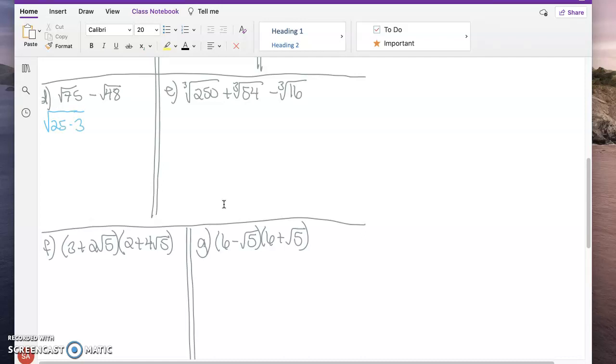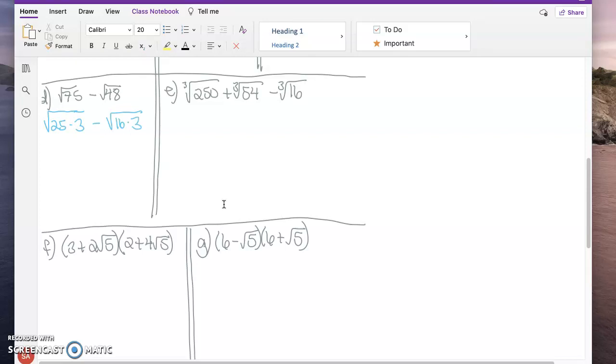Now with 48, it's a tricky one. We want to think of the largest perfect square. You might think 4 times 12, but then you're going to have to do more work because you're going to have to simplify the 12 down into 4 times 3. So instead, let's use 16 times 3. That's the largest perfect square that goes in.